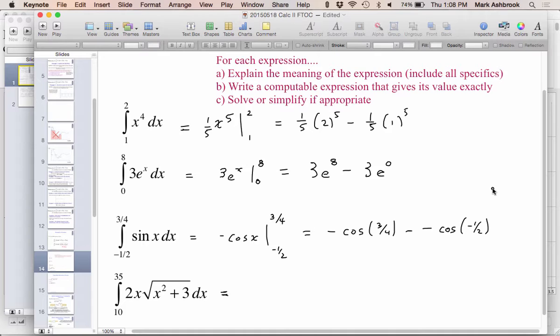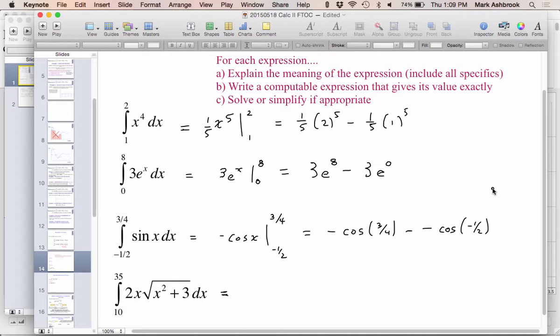Okay. How about the next one? Adrian. The third one down. What's the meaning of that third expression down? That's summing of all small changes from negative 1/2 to 3/4 when the rate of change is sine x. Good. And when you sum all the small changes, you get the total amount of change, right? So it's the sum of all the small changes from negative 1/2 to 3/4 when the rate of change is sine x, and that gives us the total change.